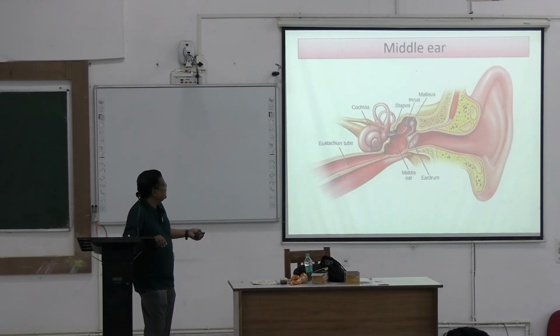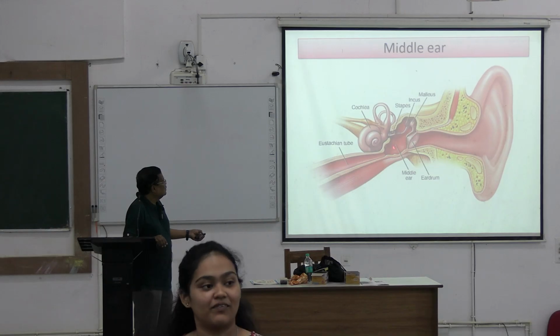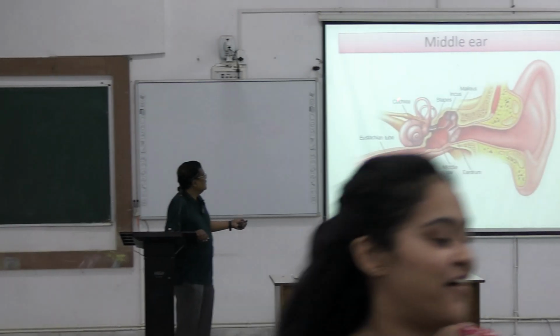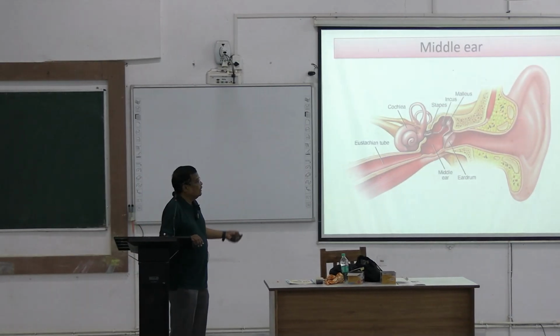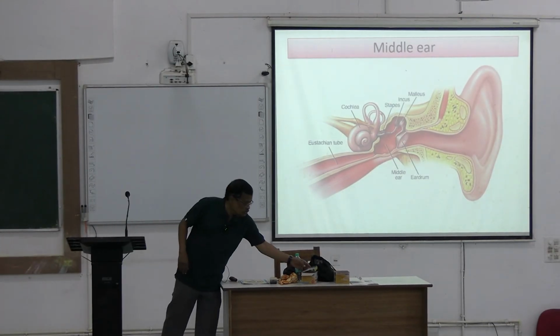Just medial to the tympanic membrane, there is a middle ear or tympanic cavity. And more medially, in a line with the external acoustic meatus, there is the presence of internal ear. So, pinna up to tympanic membrane we call external ear. This is the middle ear or tympanic cavity, and this is the cochlea, vestibule and semicircular canals we call the internal ear.